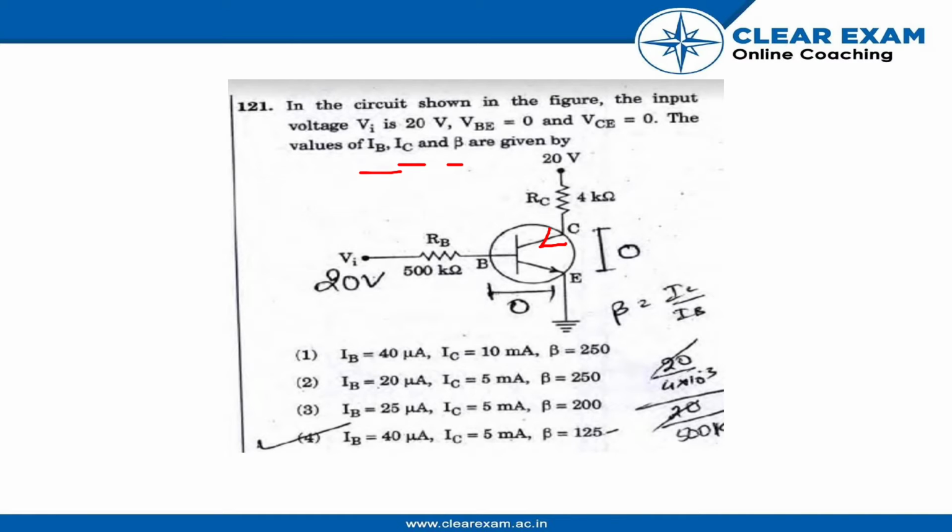so we have to find the value of IB, IC and beta, okay, and beta equals to, we know that beta equals IC upon IB, beta equals this one, IC upon IB, okay. Let's see the solution.